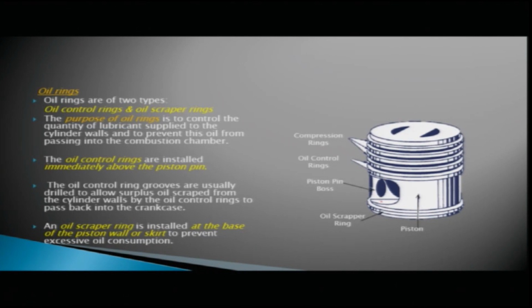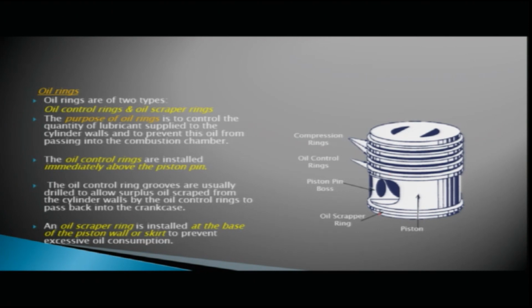So, this is your piston pin area, the place where your piston pin is installed, and just above this piston pin area you have the oil control rings. The oil control ring grooves are usually drilled to allow surplus oil scraped from the cylinder walls by the oil control rings to pass back into the crankcase. So, these oil control rings also have drilled holes to allow the surplus oil to go back to the crankcase.